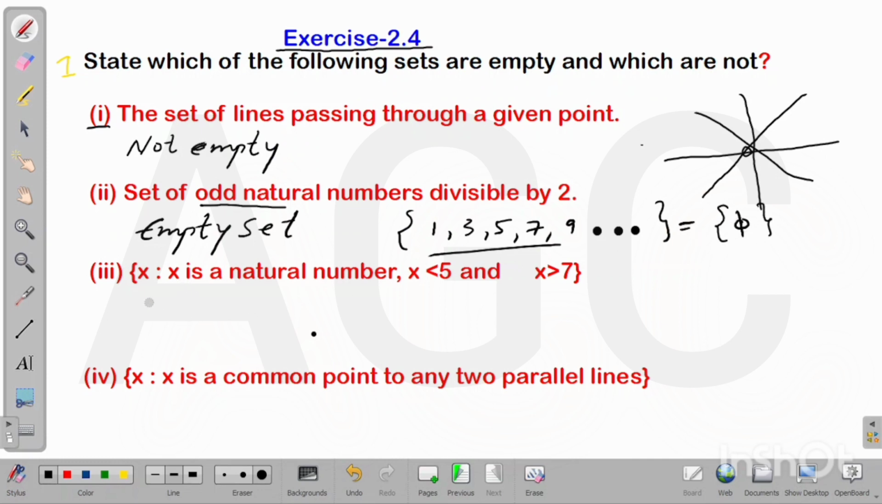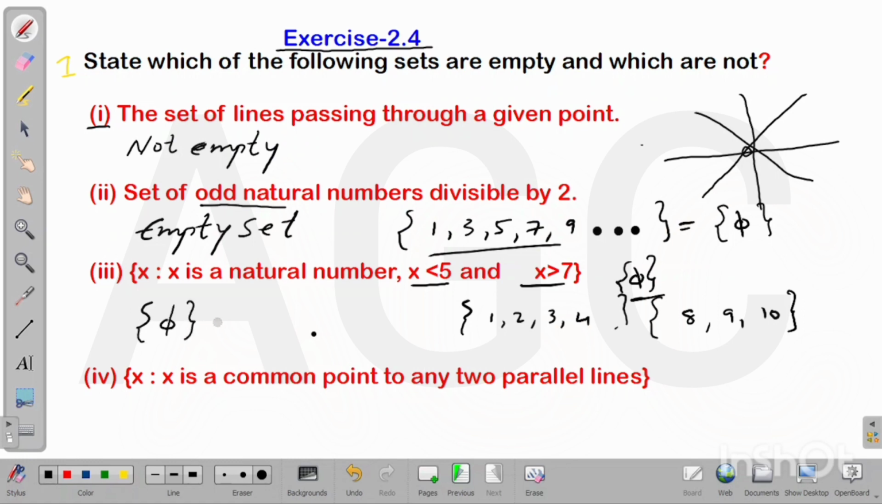Next, x is a natural number, x less than 5 and x greater than 7. Suppose I am writing x less than 5. Less than 5 means 1, 2, 3, 4, and x greater than 7 means 8, 9, 10. Is there any element present in between x less than 5 and x greater than 7? No element is present. So we can say this is an empty set.